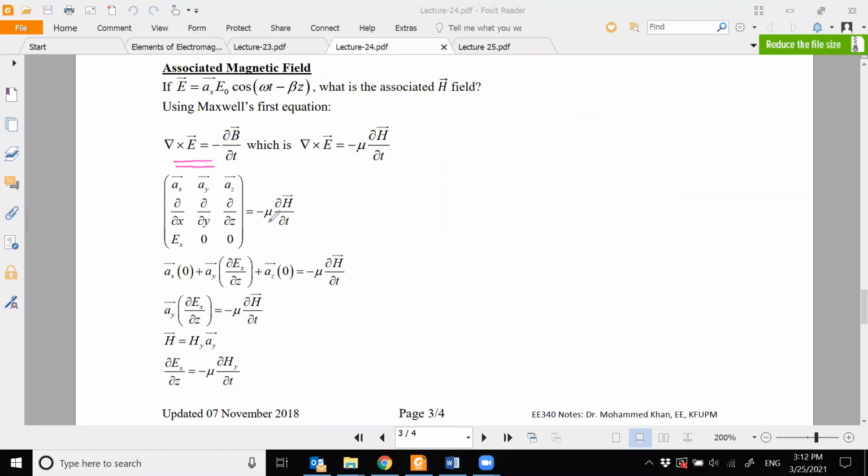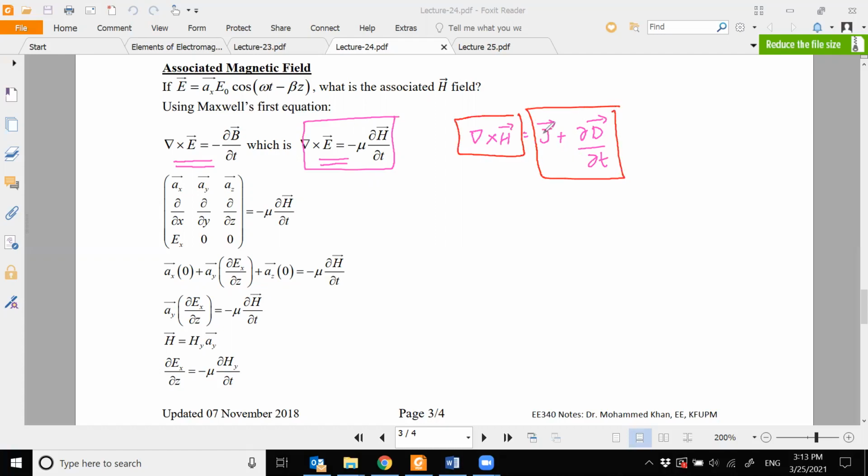See, del cross E is minus mu dou H bar over dou t. And this equation is telling us, we know it very well, that this is becoming the source of this. And the next equation, del cross H bar, is J bar plus dou D bar over dou t. And here again we are seeing that the magnetic field is becoming the source of the electric field. So that's why they are coupled and they sustain together.